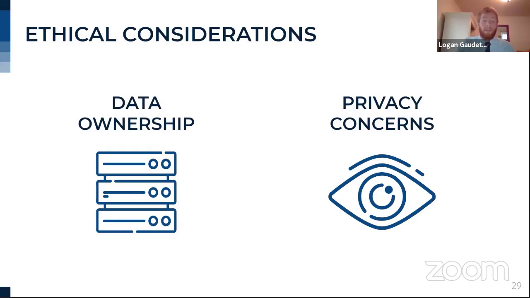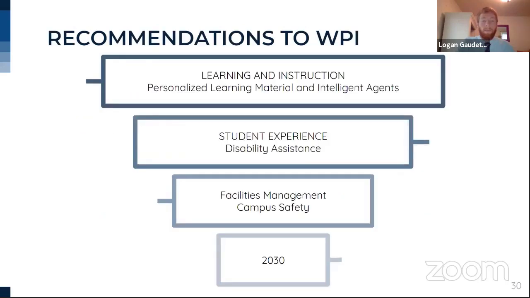For privacy concerns, in both our Delphi study and talks with ethicists, it was mentioned that concerns surrounding privacy would have to be addressed before AI could be used for something such as facial recognition for security access.